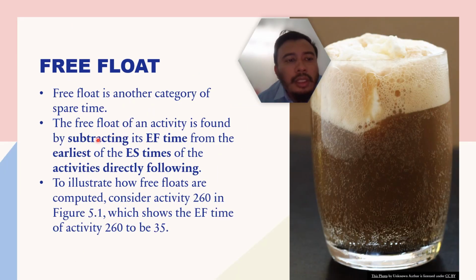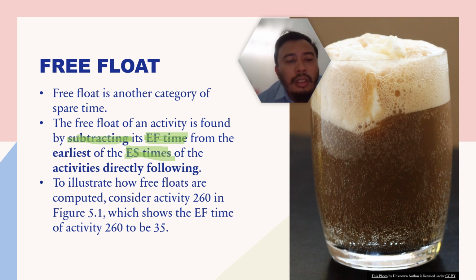Next, let's discuss free float. Free float is another category of spare time. The free float of an activity is found by subtracting its earliest finish time, the EF time, from the earliest start, the ES times, of the activities directly following. EF minus ES.